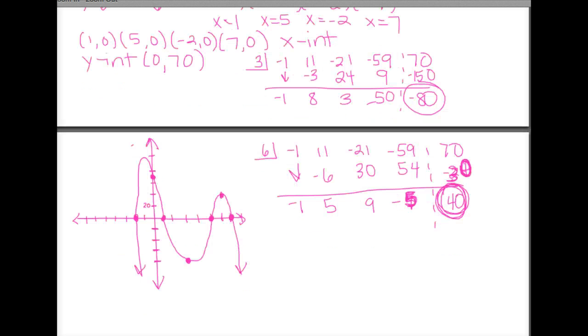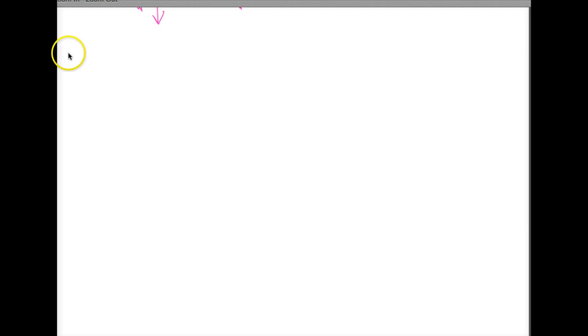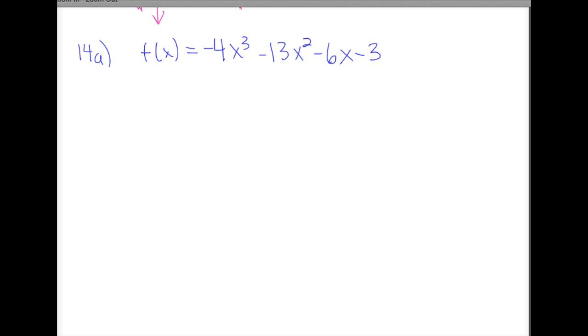Okay, next one I want to look at is 14a. It gives you f of x equals -4x cubed minus 13x squared minus 6x minus 3, and asks you to list the possible rational roots. So this is your p over q thing. Remember that p, we're listing the factors of the constant. So factors of -3, which would be plus and minus 1, plus and minus 3. And then in the denominator, q are factors of the leading coefficient, so factors of 4.